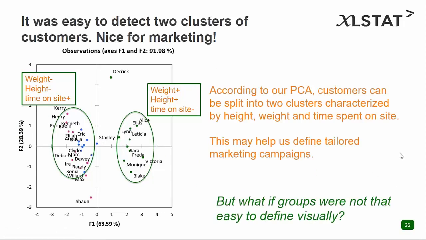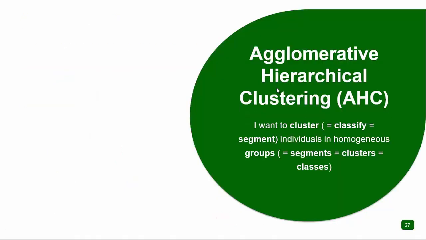What if we wanted to cluster our customers, but there wasn't such a nice pattern in our PCA? Here we clearly see that there are two groups, two bubbles of groups. But what if people were a bit more mixed up and we couldn't really split them by hand or visually? Here's where agglomerative hierarchical clustering comes in handy.